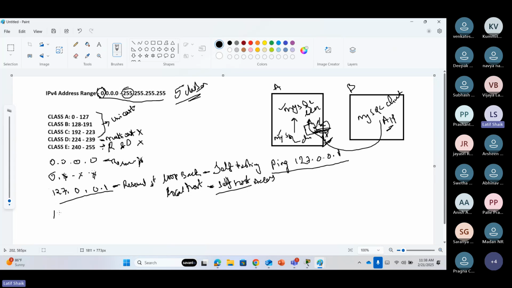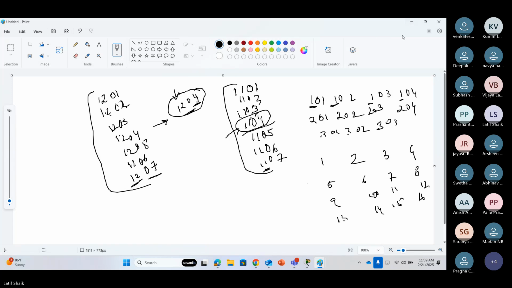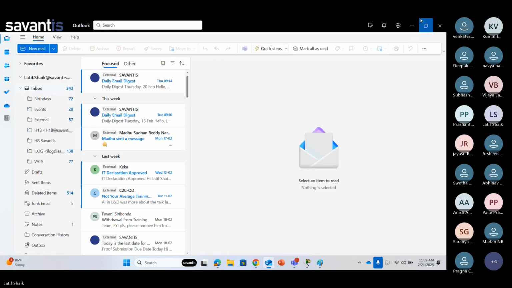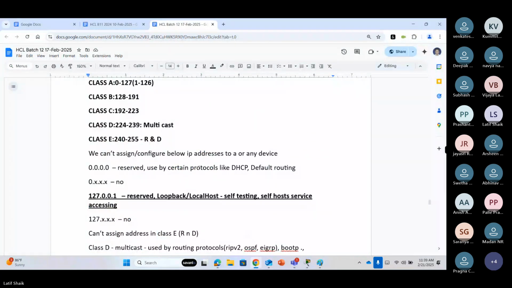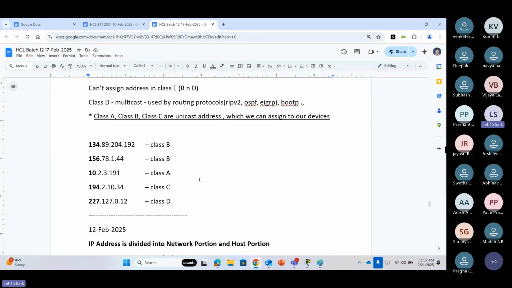So guys, this 0 series and 127 series are reserved IPs for different purposes. So we can't assign 0 series or 127 series IP addresses. That's why in certain textbooks they show 1 to 126 instead of 0 to 127. Some places show 1 to 127, some 0 to 126, some 1 to 126, but the actual range is 0 to 127. Okay, these are the main points of IPv4.